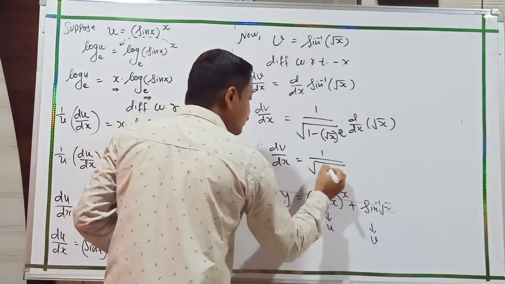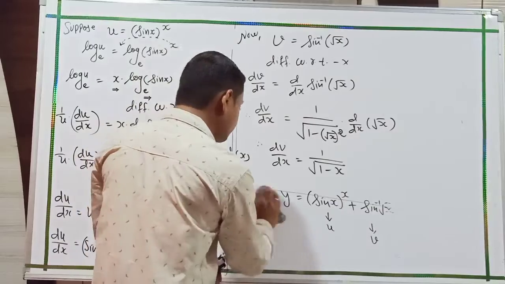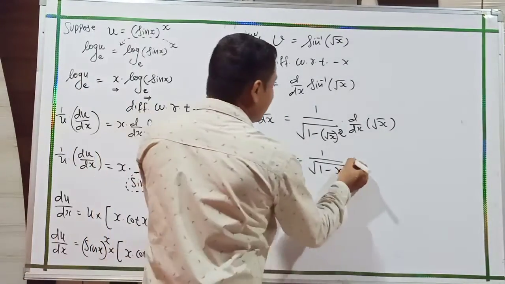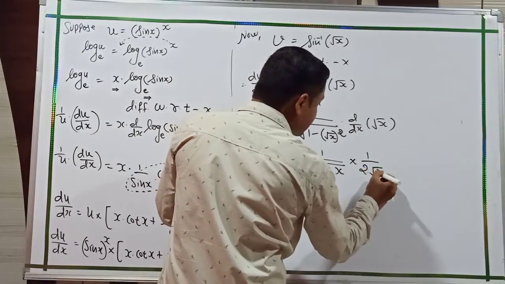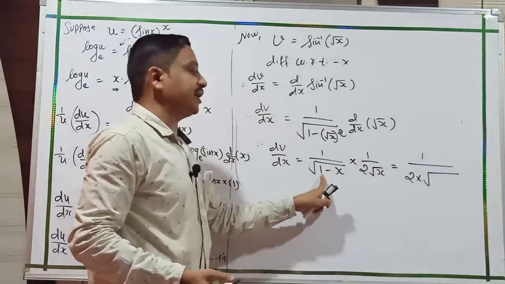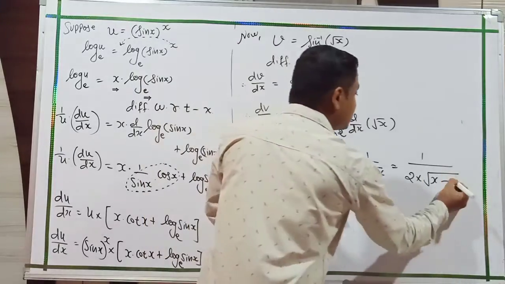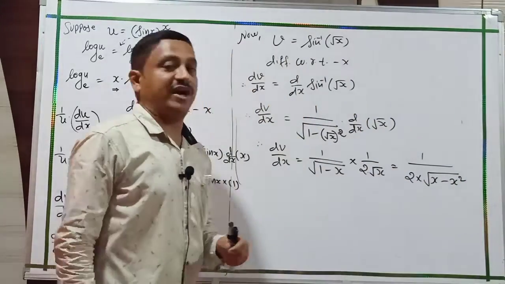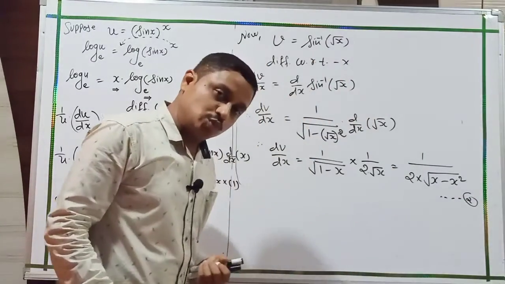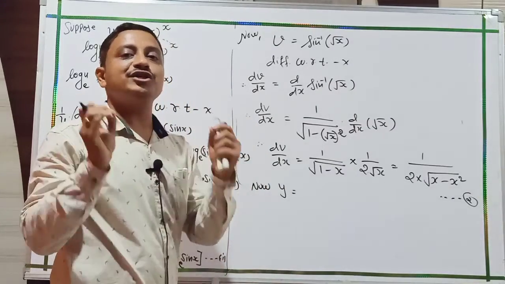1 by under root 1 minus x, and start with the root x derivative. I hope you know the root x derivative. Yes, 1 by 2 root x. And both values you just multiply inside. Root x into 1 is root x, and root x into root x is under root of x square. And here, students, I stop. This is statement number 2.